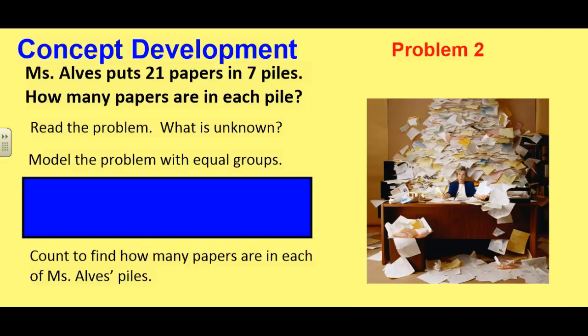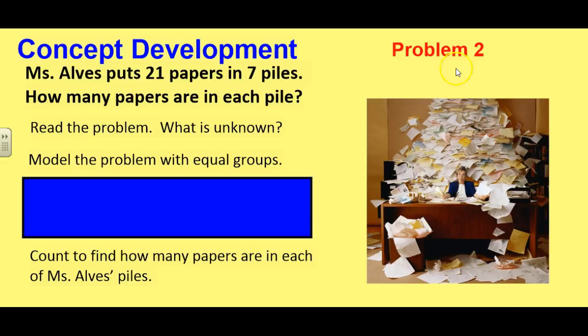Okay, so now we're going to move on to a problem where you're going to practice drawing the tape diagram, and you're going to do this on the piece of paper that you will have in your binder. So it says, Mrs. Alvis puts 21 papers in 7 piles. How many papers are in each pile?